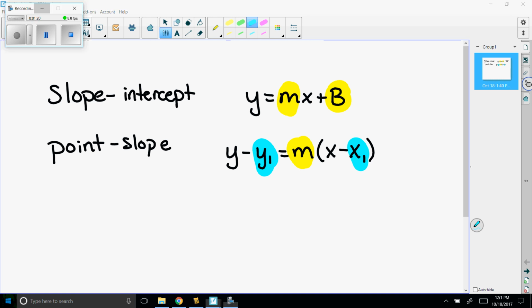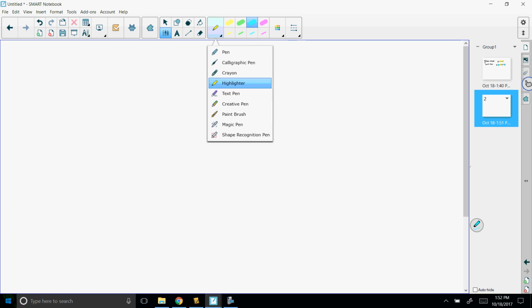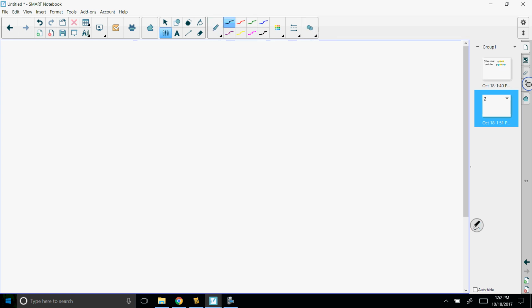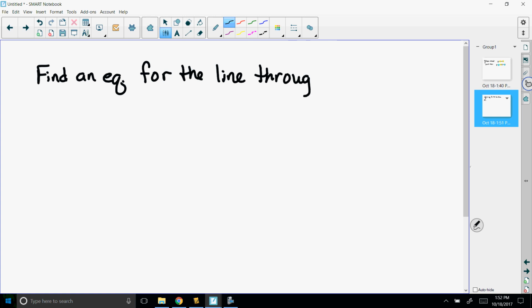All right, so let's look at some examples that you would use if you were working with this information. You're going to find out a lot of this looks like some stuff you did clear back in Algebra 2. So if I ask you to find an equation for the line through the point 2, -3.